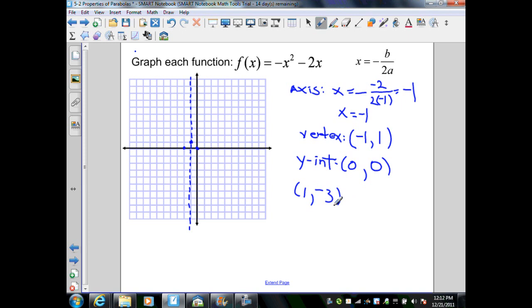Then I graph that ordered pair, (1, 3). Then I graph its reflection over the axis of symmetry. It's 2 units to the right of the axis of symmetry, so I'll map it 2 units to the left. Then I sketch my parabola.